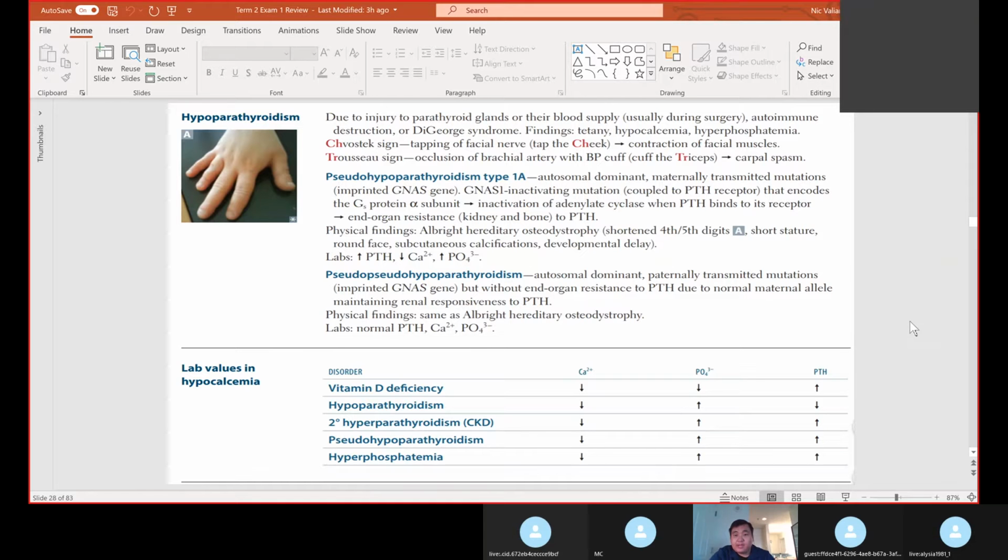So for now, how are we going to differentiate vitamin D deficiency from hypoparathyroidism? Check the level of phosphate and the level of PTH. In vitamin D deficiency, you have an increase in PTH, therefore your phosphate is low. In hypoparathyroidism, your PTH is low, therefore your phosphate level is high.